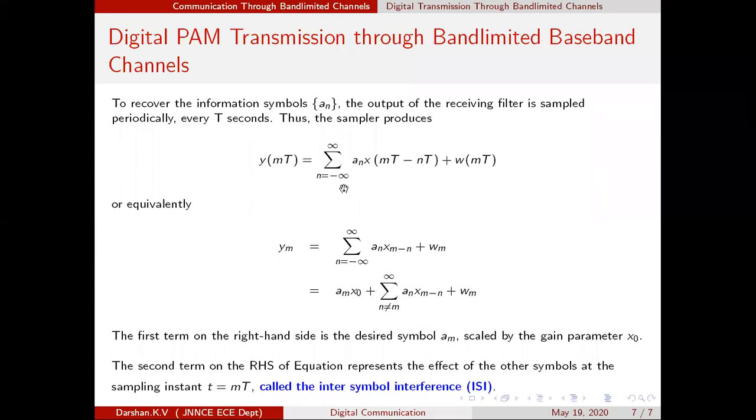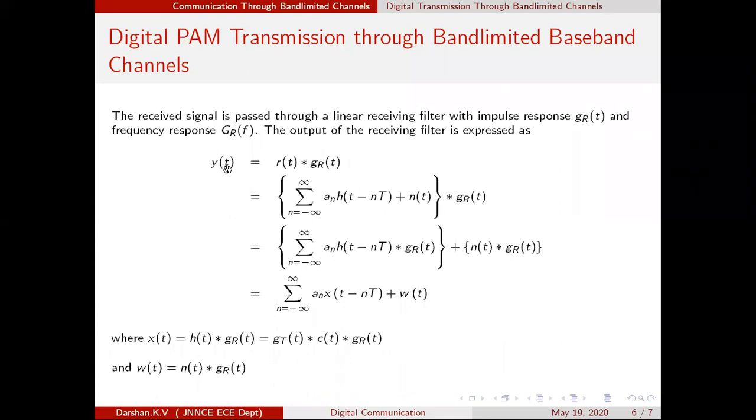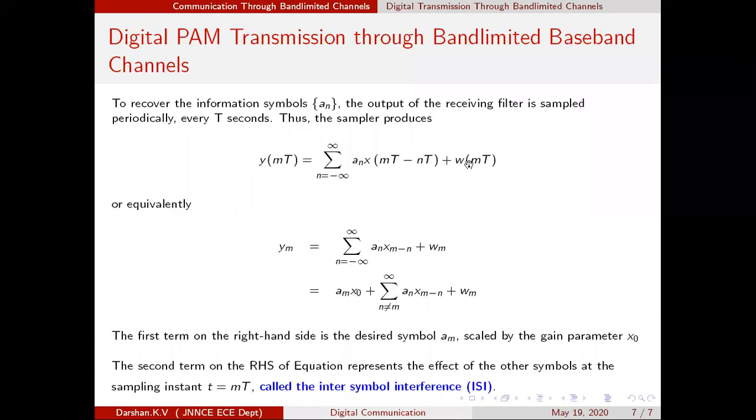So y of mT is equal to, just observe, this was the equation. Wherever t is there, you replace it with mT. So x of mT is written here. This is the substitution. Now, in a simpler way, this equation could be written as y_m. What does this y_m represent? It is the sample of the filter output at time t equal to mT.